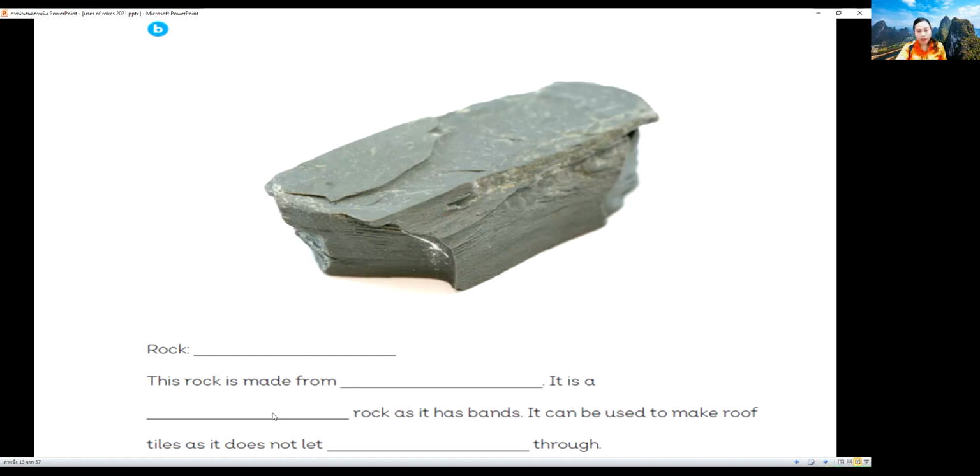And is it hard? Or is it foliated? Here, you can write foliated or non-foliated. Non-foliated means they don't have layers, okay? Or when you say foliated, they have bands. And for this one, it can be used to make roof tiles as it does not let water through. It can be used as the roof part of your house, as roof tiles.